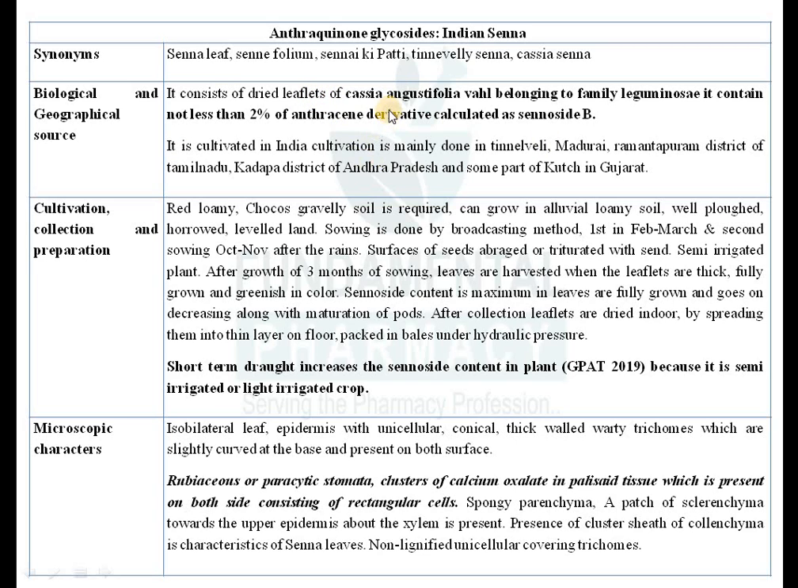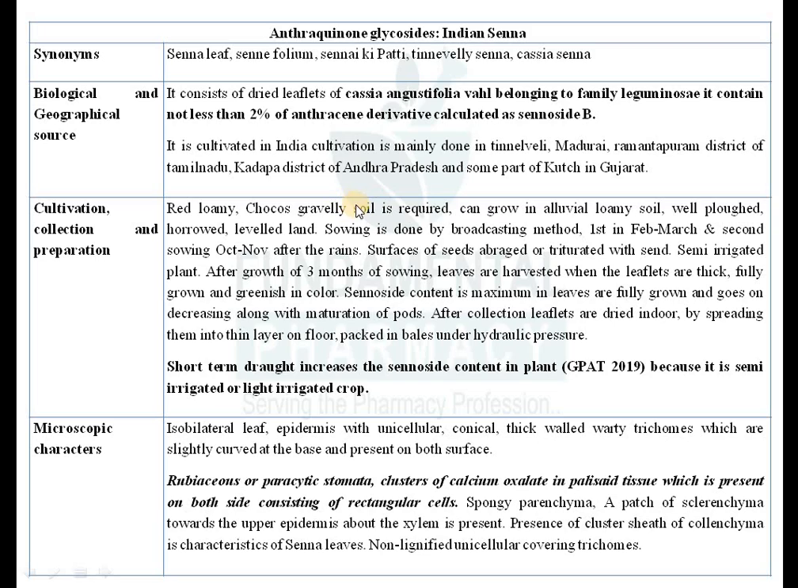So it is the dried leaflet of Cassia angustifolia, family Leguminosae, and it should contain not less than 2% of anthracene glycoside, calculated as sennoside B. In this Senna there are different sennosides, sennoside A and sennoside B. Sennoside B is medicinally important. Remember, sennoside B is medicinally important. That is why its standard is not less than 2% of anthracene derivative calculated as sennoside B. Sennoside B has a medicinal value. So just remember it is Cassia angustifolia, family Leguminosae, and it should contain not less than 2% of anthracene glycoside known as sennoside B.